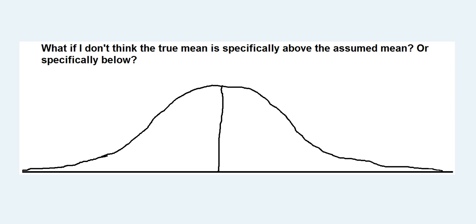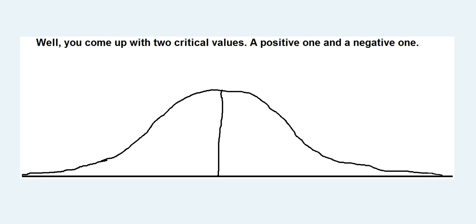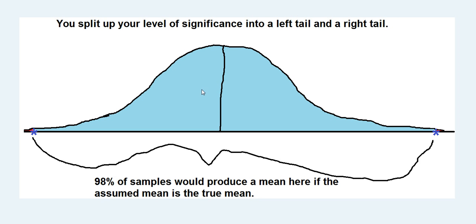What if you don't specifically think that the mean is greater than or less than the assumed mean? What if you just think it's different? You want to test if it's different. In that case, you're going to come up with two critical values, a positive one and a negative one. You would split up your level of significance into a left tail and a right tail. This is what they call a two-tailed test. So if you have a 2% level of significance and you're conducting a two-tailed test, here are your critical values.